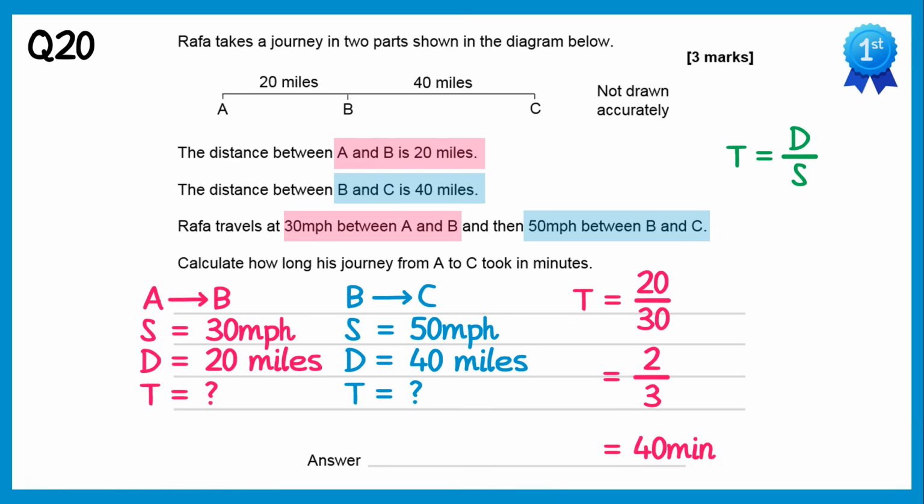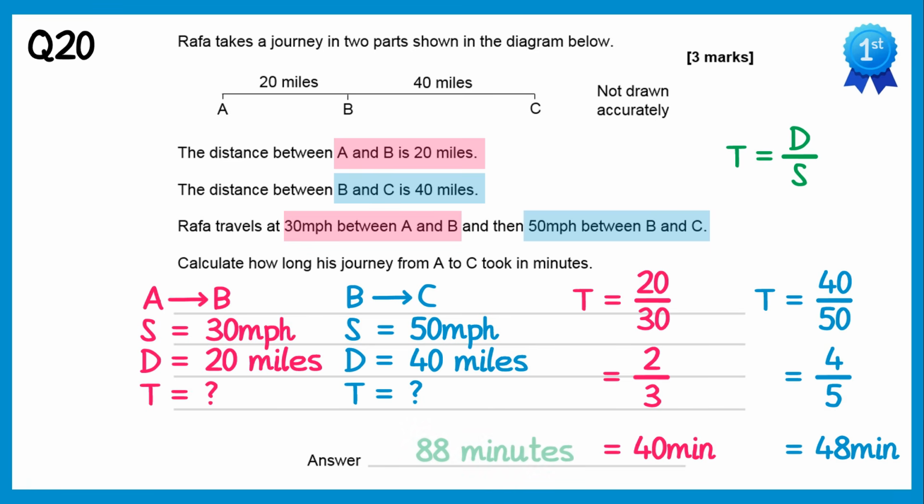If we do the blue section, distance is 40, speed is 50, so it's 4/5, and 4/5 of 1 hour is 48 minutes. So from A to B took 40 minutes, and B to C took 48 minutes. If you add those together, you get 88 minutes.